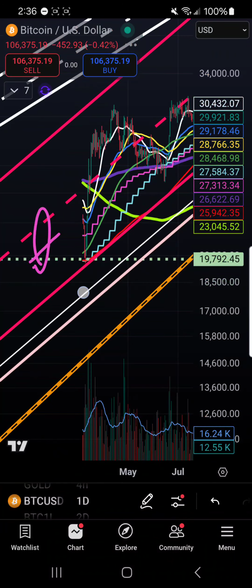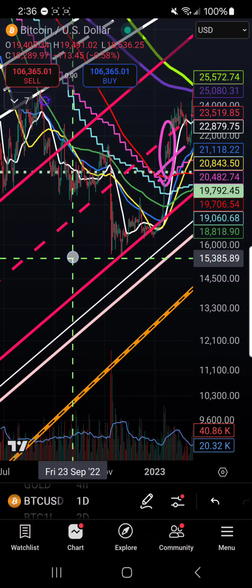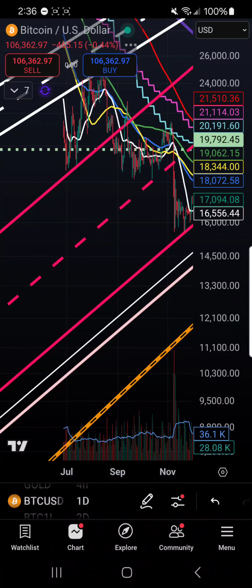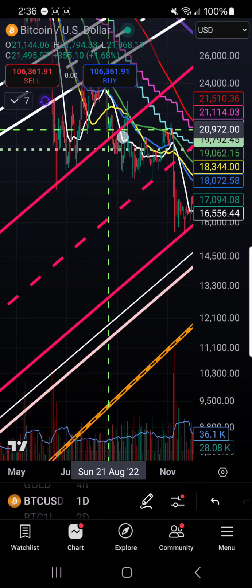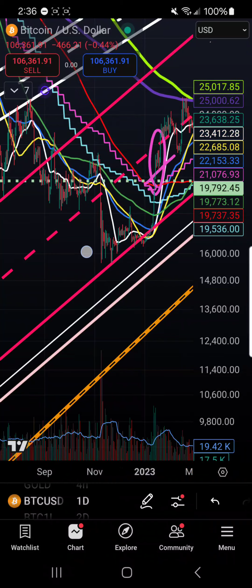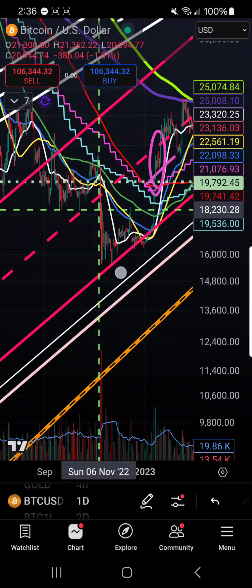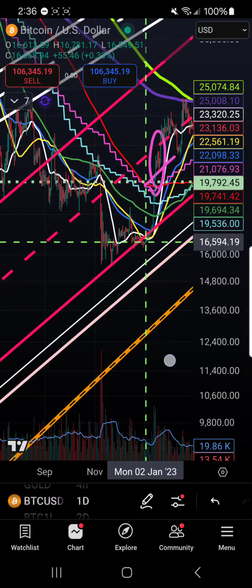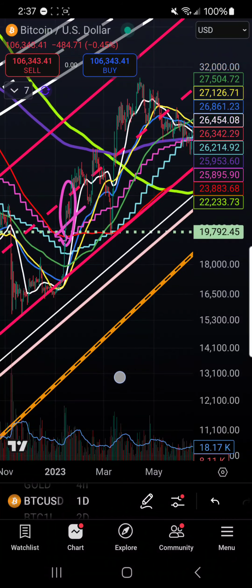Well, even back to, I believe, June of 2022. Or, wow, even back further. No, June of 2022, right here. This channel acted as support. And then ever since we fell into it in September, the center line of the channel, the top and the bottom of this channel have acted as support and resistance during this whole time since 2022.